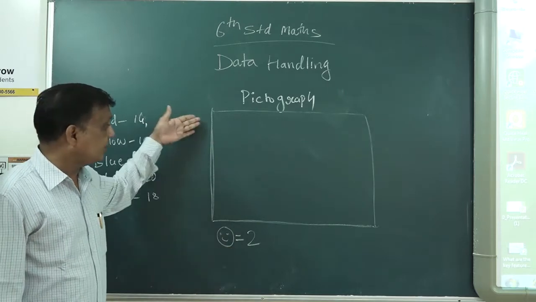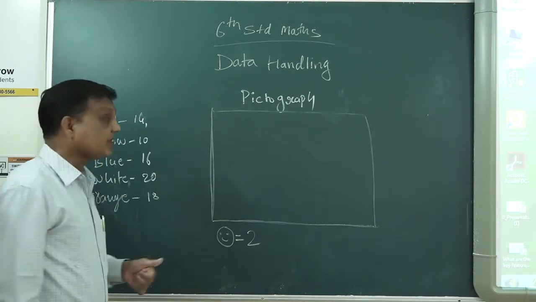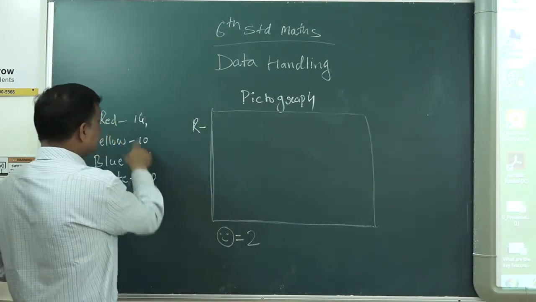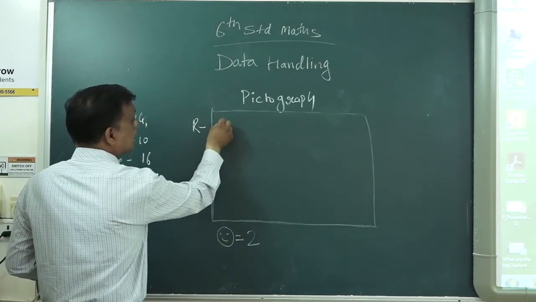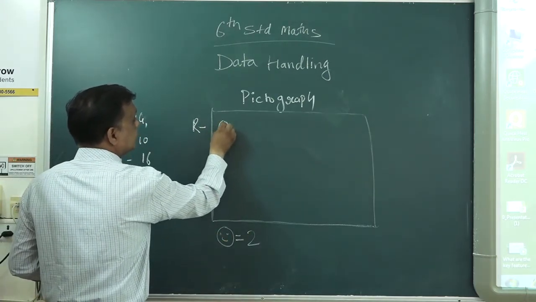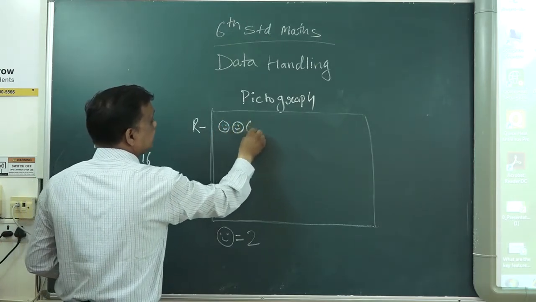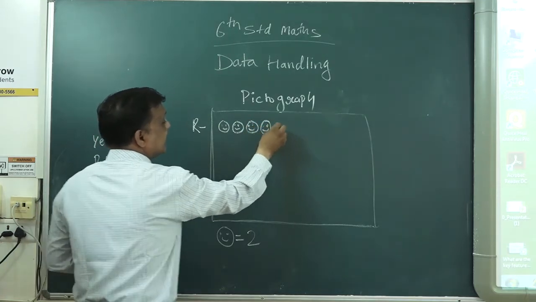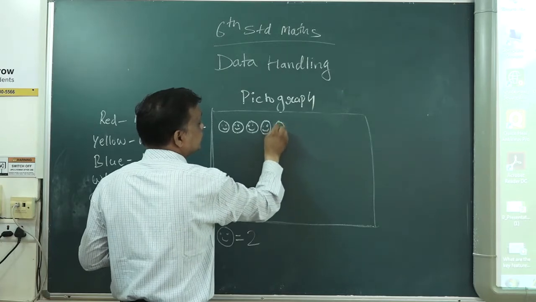Now you can draw it vertically also, horizontally also. In any way you can draw. Suppose I write here red, R for red. How many students are there? 14. So here one face means 2, so I will draw here 7 faces. It means that 7 faces, where one face is equal to 2 students.